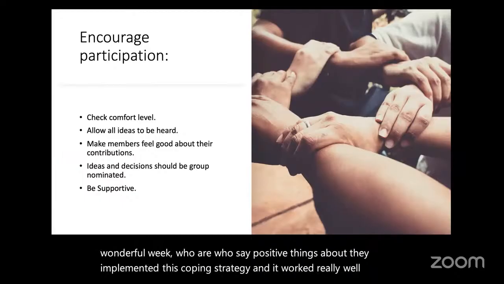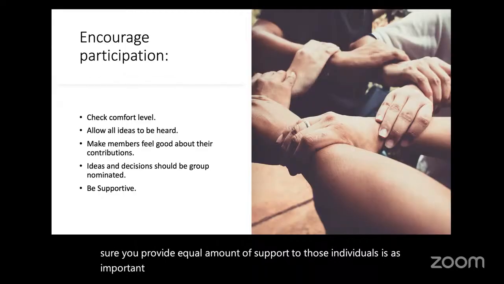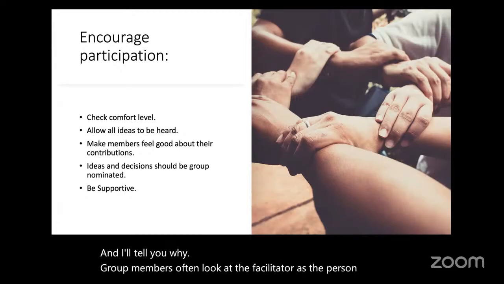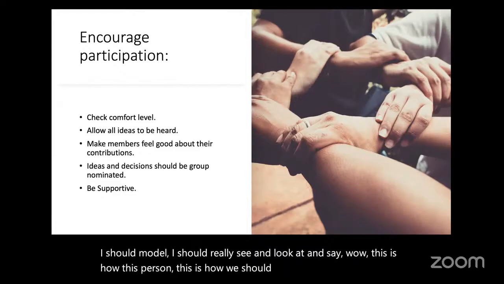Making sure you provide an equal amount of support to those individuals is as important as providing support for those who are struggling. And I'll tell you why. Group members often look at the facilitator as the person that they should model. They think, wow, this is how we should be interacting.